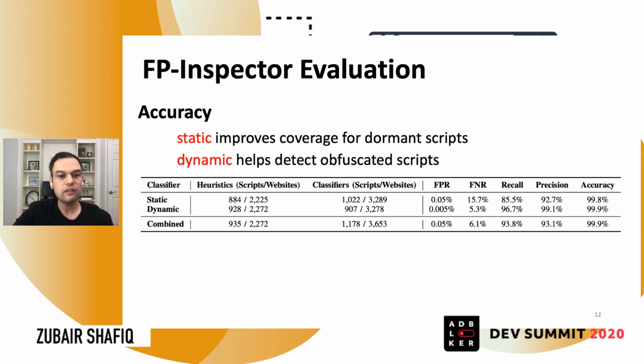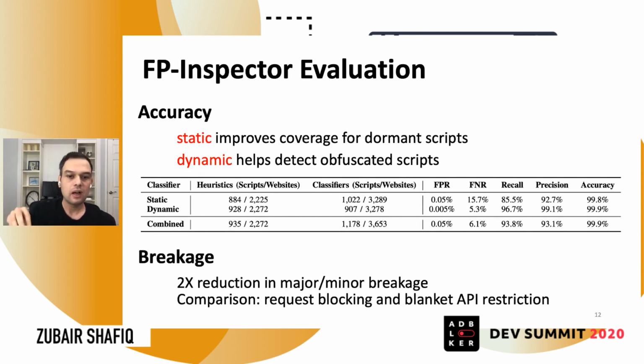Our user study of FP Inspector further showed that our mitigations were much more friendly compared to existing techniques. We were able to reduce site breakage by a factor of 2 compared to blanket API restriction or network request blocking, because of this hybrid mitigation that we implemented. So this is good. Now we know FP Inspector works, and it can be used to implement mitigations which provide a nice trade-off between privacy protection and usability.